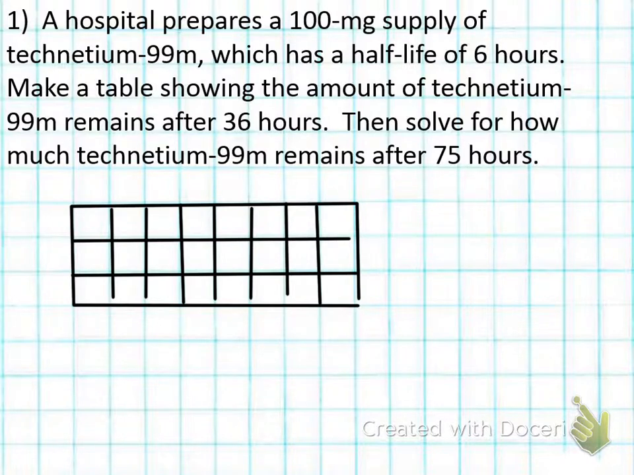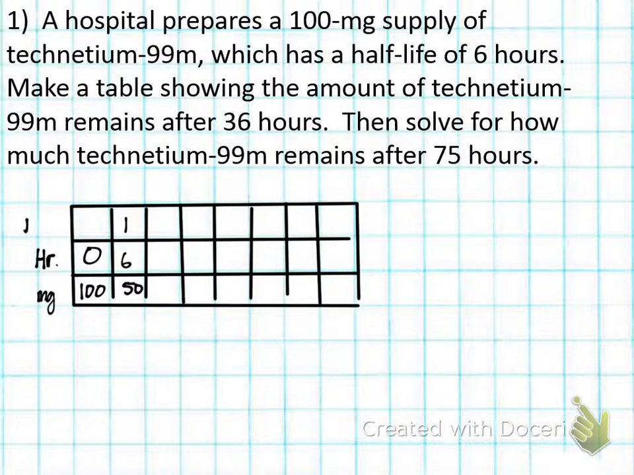Okay, and I know when the hospital first makes the technetium, how many milligrams is there at the very beginning before it even gets old? How many milligrams do they start with? 100 milligrams. So no time has passed, right? 0 hours have passed, and there is 100 milligrams of it. Then I have to think, okay, there's a half-life, and it says there's a half-life every 6 hours, right? So 6 hours have to pass before I get a half-life. So 6 hours will pass, and there's now half of 100, which is 50.